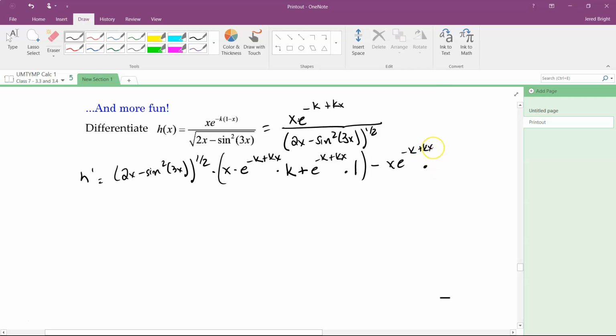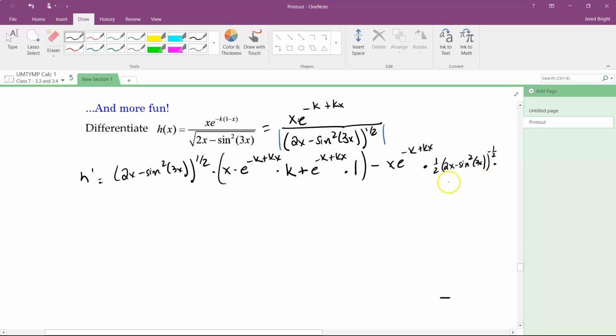Okay, we got many chains here. So first thing is the 1/2. So I'm using the bar idea. Okay, so imagine two kind of differentiation bars moving in on this thing. So I'm going to have 1/2 and then 2x minus sine squared 3x to the minus 1/2.